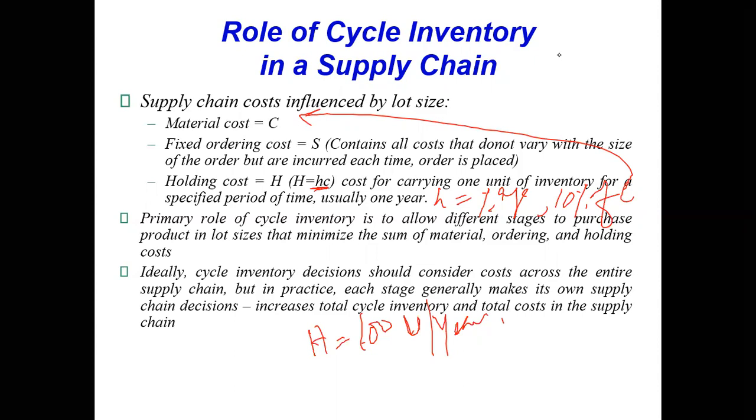Got that? So the primary role of cycle inventory is to manage lot size in a way that it can ultimately reduce the overall total annual cost. However, we also discussed a problem, that each partner at every stage is normally an owner, and they are independent people. They take their own decisions, which ultimately leads to bad effects, such as the bullwhip effect that we already studied.